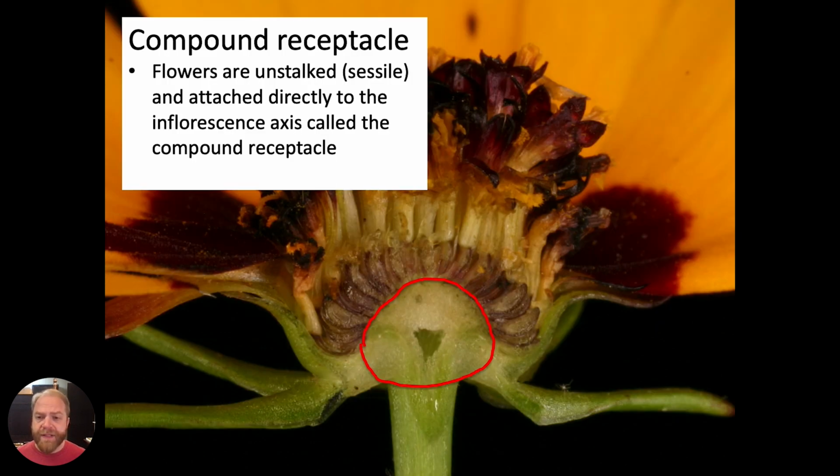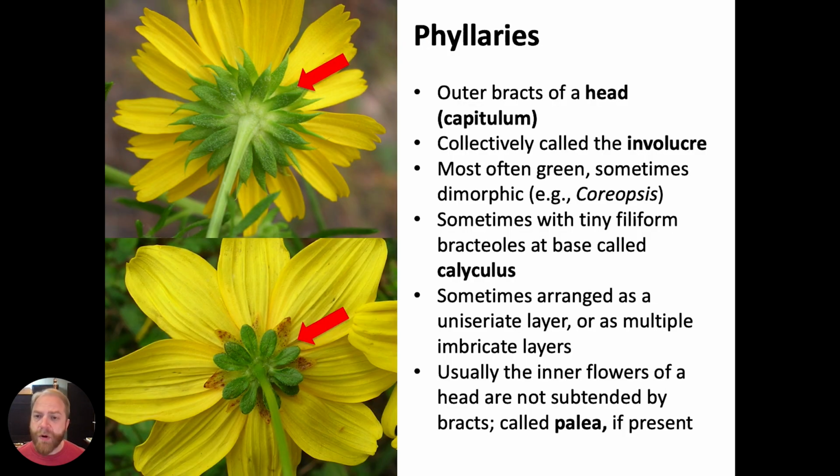So because this inflorescence is a compound structure of multiple flowers, and these flowers are sessile, meaning that they are unstalked, they have no pedicel, they're all attached to this large point, which is actually a very broad, often cone-shaped or rounded flat surface known as the compound receptacle. As I mentioned a moment ago, heads are surrounded by particular bracts known as phyllaries. They're just bracts, but they have a special name for this family.